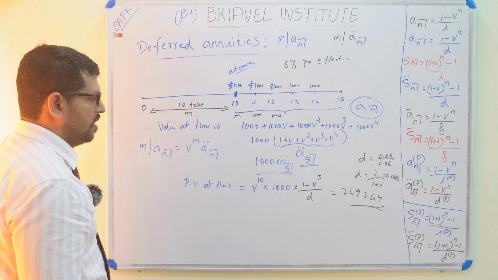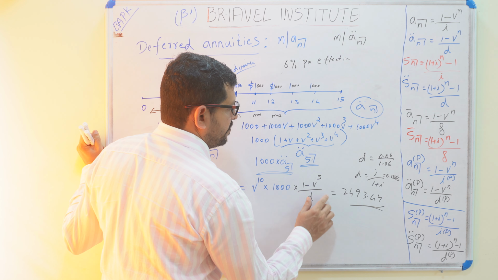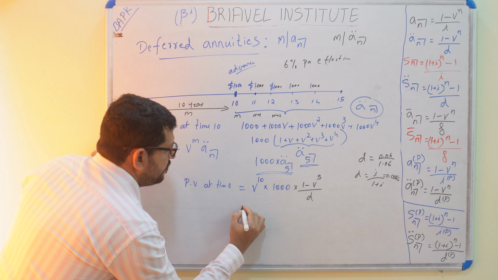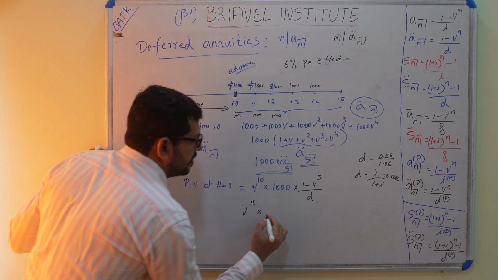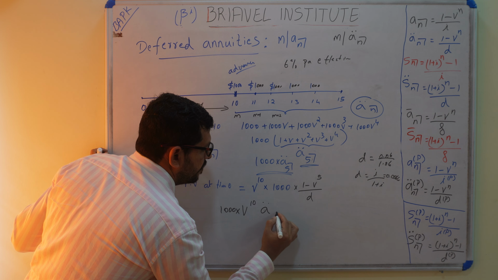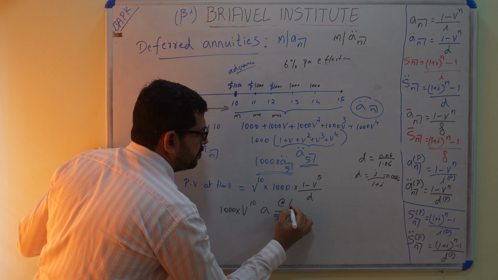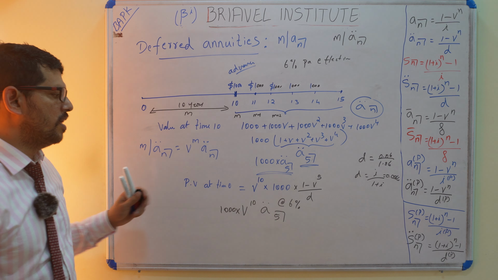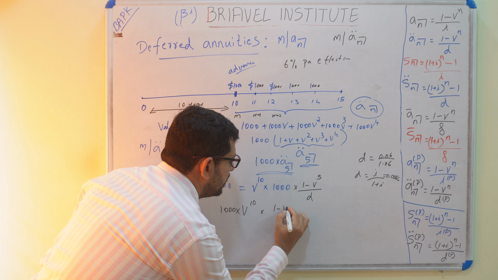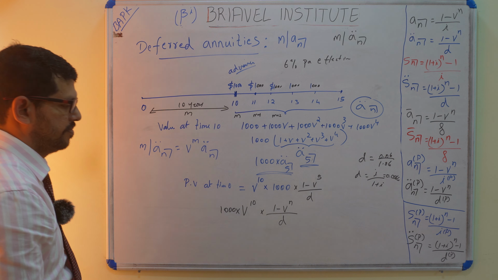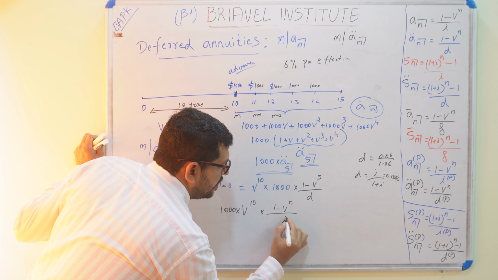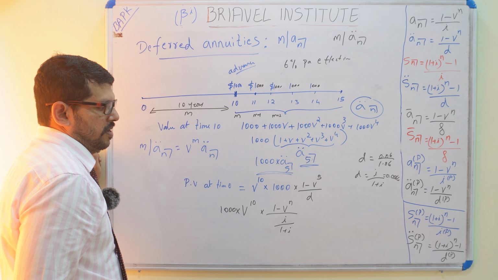Finding out the formula: V raised to 10, 1000 and 1 minus v. You can write like that. One more method. V raised to 10, and here the 1000 we are taking outside. 1000 is the payment. A due 5 at the rate of 6% interest. So this is the formula. This a due 5 formula we can write like that: 1 minus v raised to n divided by d. So d is equal to i divided by 1 plus i.